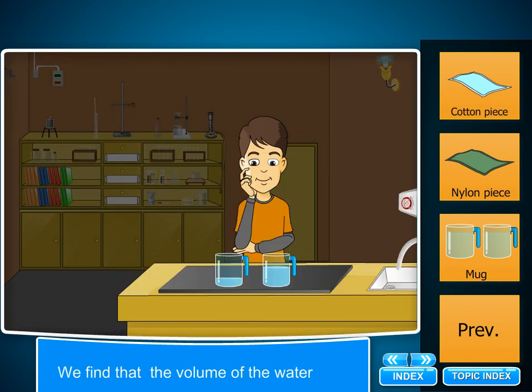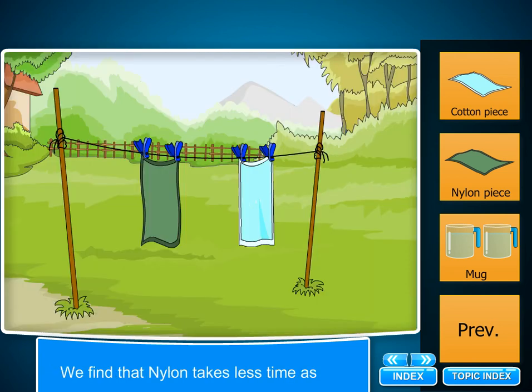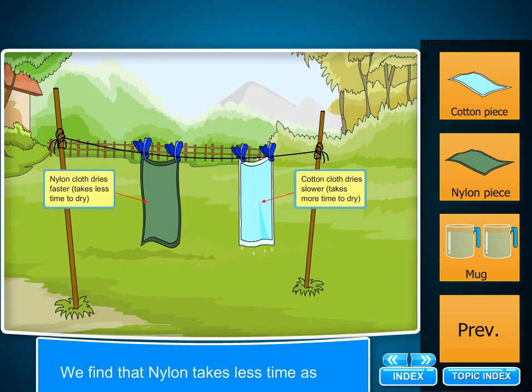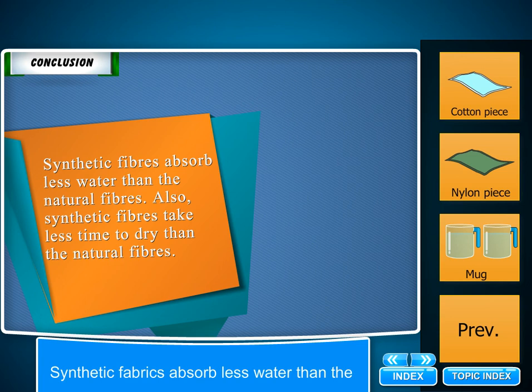Observation: we find that the volume of the water remaining in the container from which the nylon cloth was removed is more than the volume of water remaining in the container from which the cotton cloth was removed. We find that nylon takes less time as compared to cotton cloth to dry completely. Conclusion: synthetic fibers absorb less water than the natural fibers. Also, synthetic fibers take less time to dry than the natural fibers.